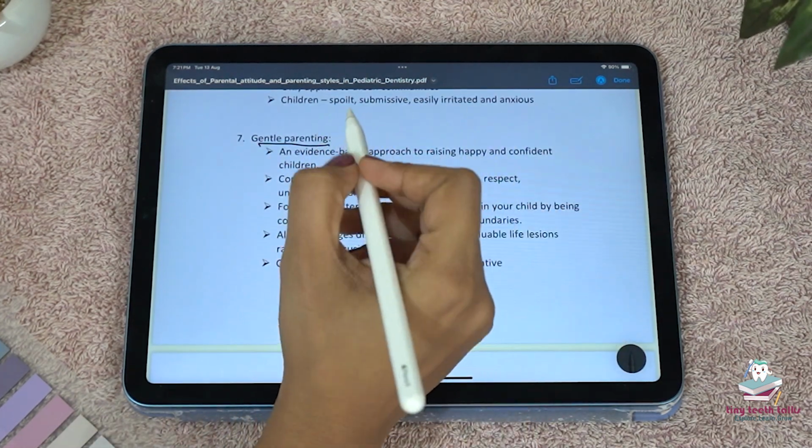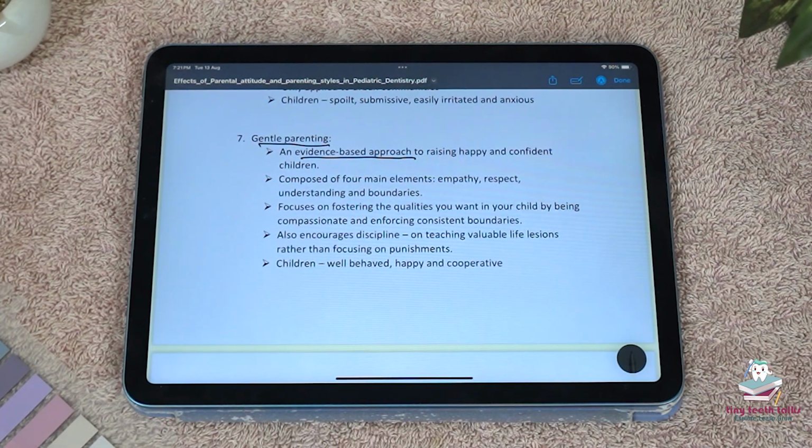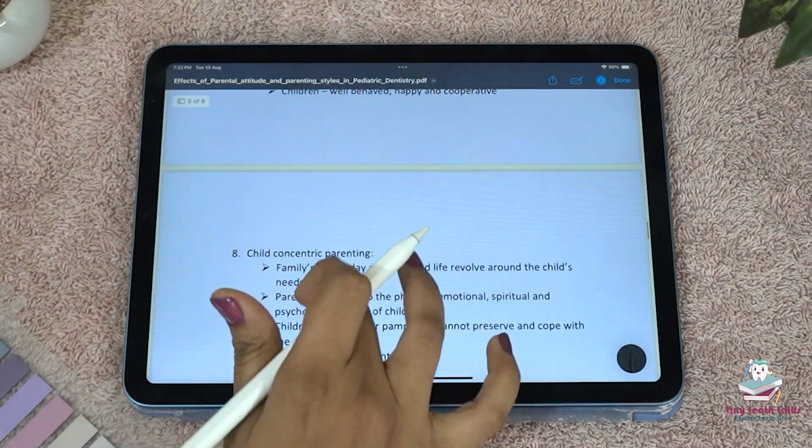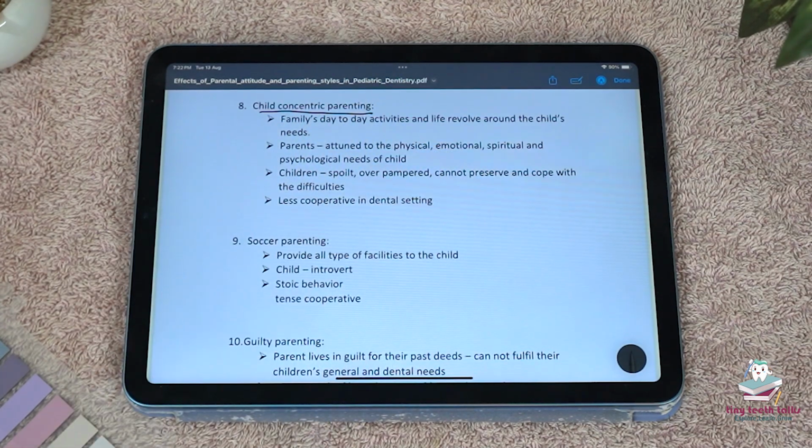Gentle parenting. This parenting is an evidence-based approach to raising happy and confident children. It is composed of four main elements: empathy, respect, understanding, and boundaries. It focuses on fostering the qualities you want in your child by being compassionate and enforcing consistent boundaries. It also encourages discipline focused on teaching valuable life lessons rather than punishments, and children are well behaved, happy, and cooperative. The child-centric parenting. Families' day-to-day activities and life revolve around the child's needs. Parents are attuned to the physical, emotional, spiritual, and psychological needs of children, and children may be spoiled, over-pampered, cannot persevere and cope with difficulties, and are less cooperative in dental settings, so they are also over-pampered children.